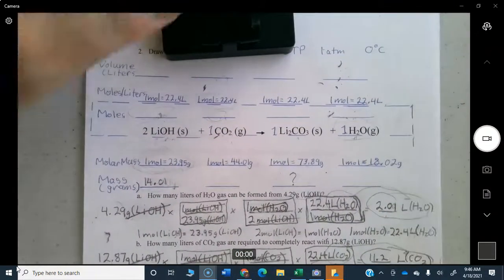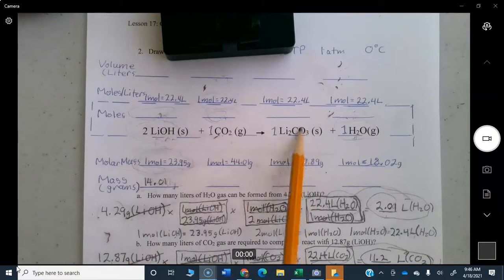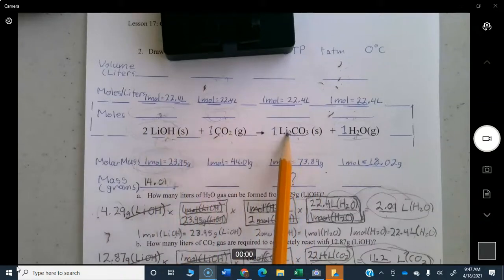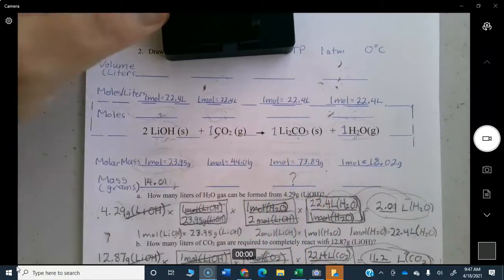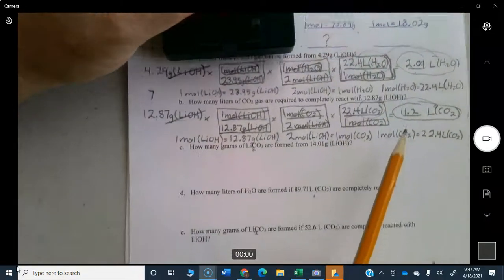Okay. So the conversion is from 14.01 up through the molar mass of LiOH. From 2 moles of LiOH equals 1 mole of Li2CO3. And that's your second conversion. And then your third conversion is using the molar mass of Li2CO3. That's lithium carbonate, and that gets you to there. Okay? All right, so let's set it up.